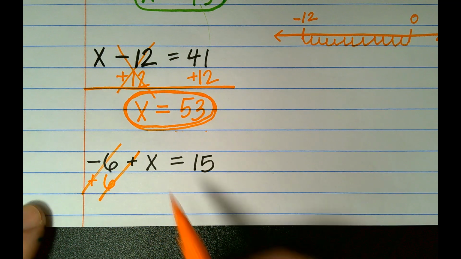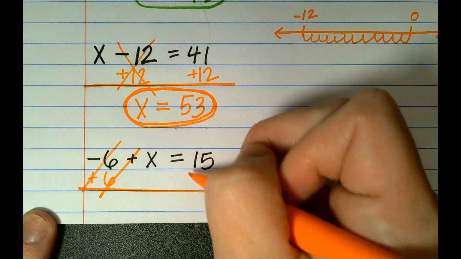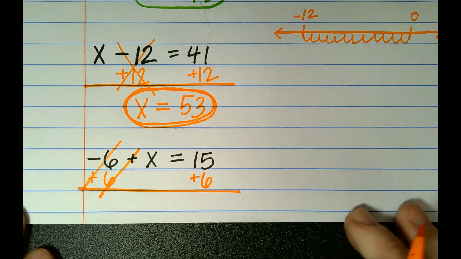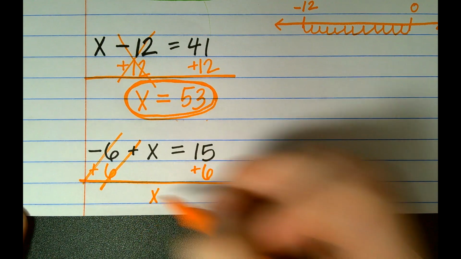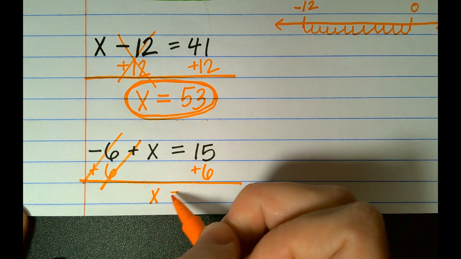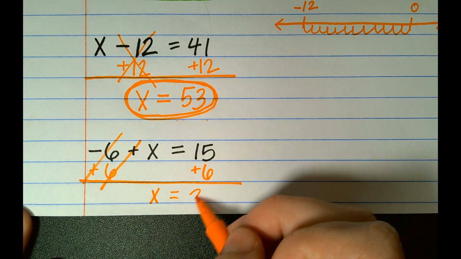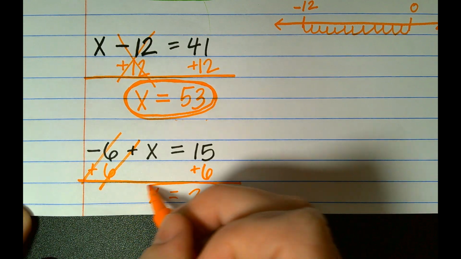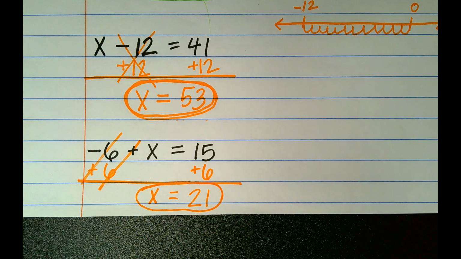And then what else do I have to do? You add 6 to the other side. Yes, do it to both sides. And then you bring your x down, and you add 15 plus 6. 21. This is good.